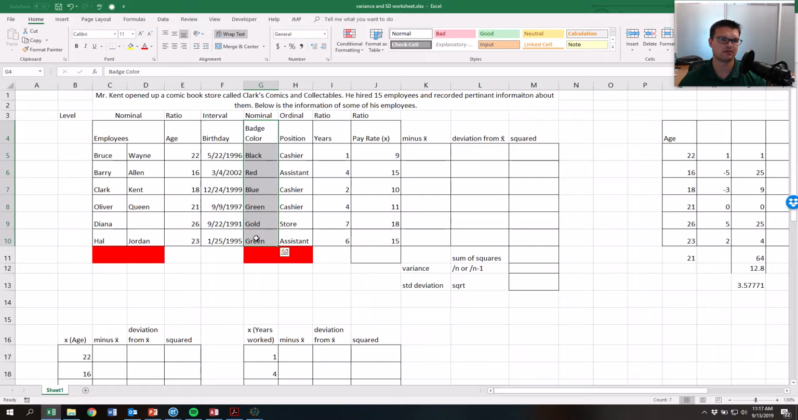Badge color is nominal because it just happens to be the color of a badge. Now, if I were to say that the badge colors signified a rank, like belt colors, that could be ordinal, but badge colors don't signify a rank here. They're just different colors.